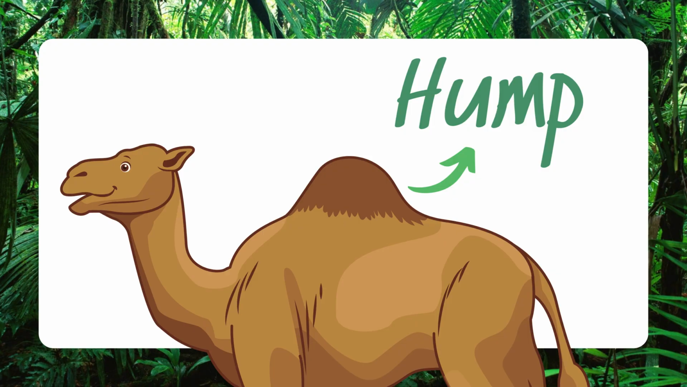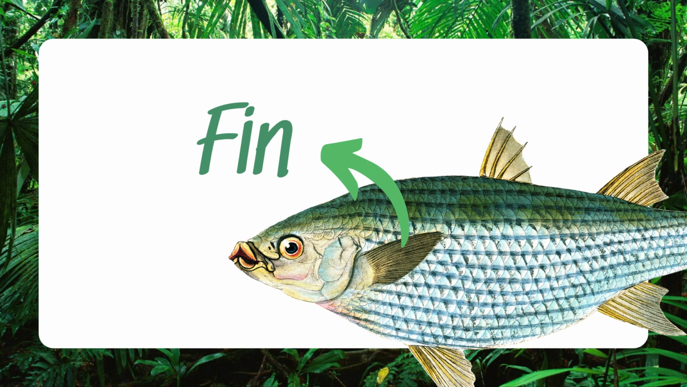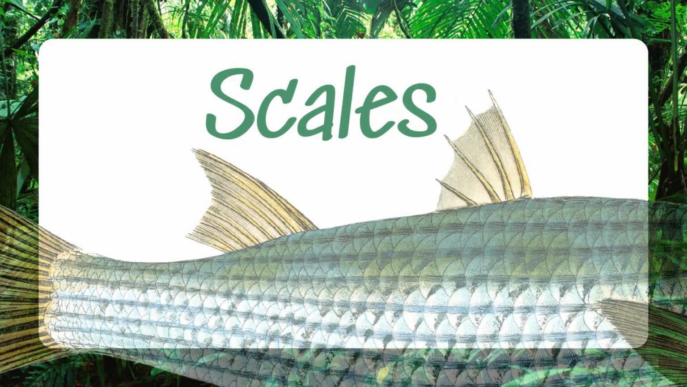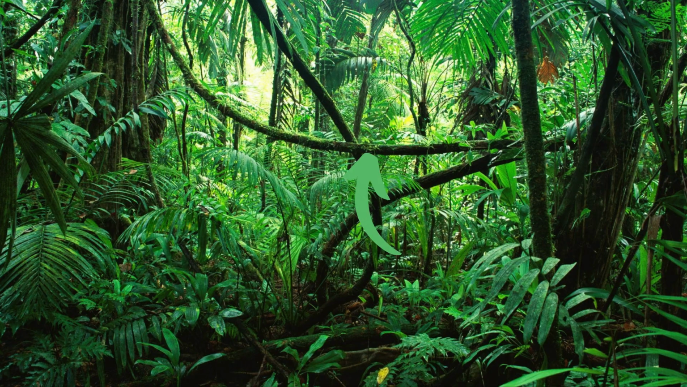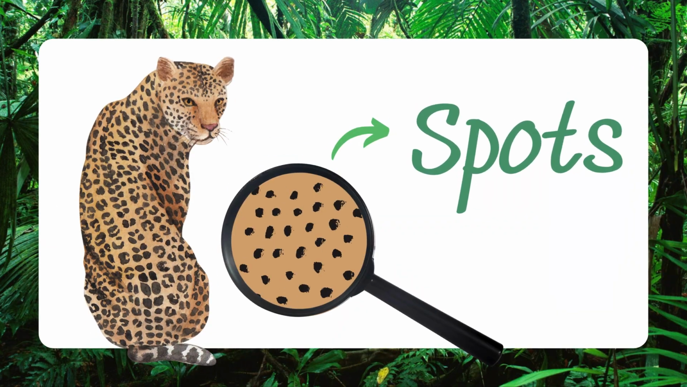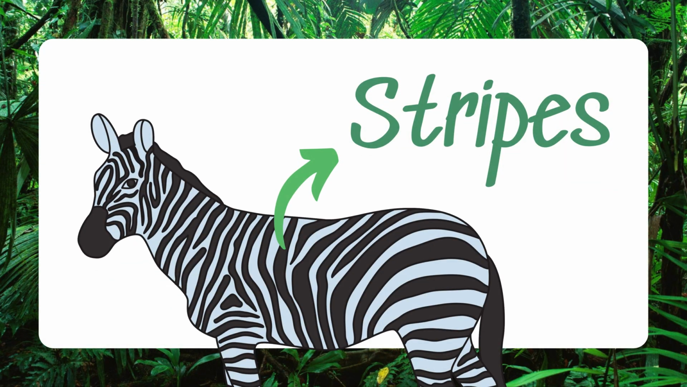This is a hump of a camel. This is a fin of a fish. This is the scales of a fish. This is the spots of a leopard. This is the stripes of a zebra.